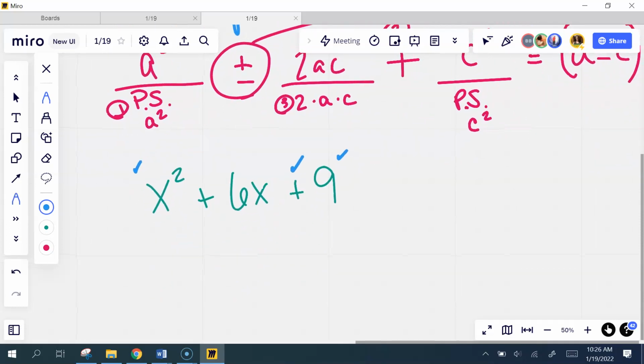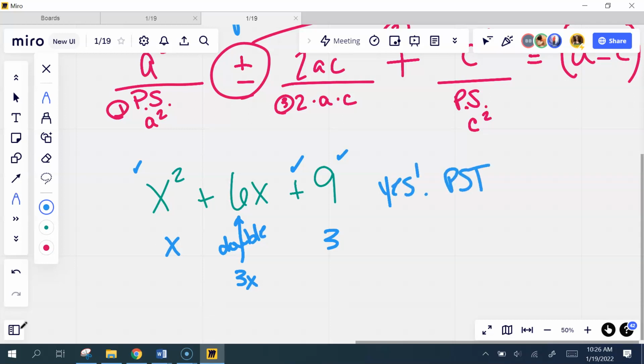Is the middle 2 times the product of the square roots of the ends? In other words, what times itself twice gives you x squared? 1x. What times itself 2 times gives you 9? 3. If I multiply those two things together, I get 3x. And then I double it, do I get what's in the middle? Yes. So yes, this is a perfect square trinomial.